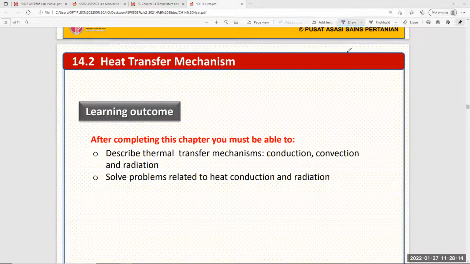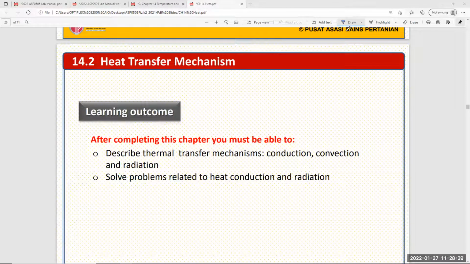Okay, the second part under the chapter is what we call heat transfer. Actually, this is not the second part, it's the third part, right? We have the first one where we discussed temperature, and we completed thermal expansion. Then we get into the third part, heat transfer mechanism, heat transfer.